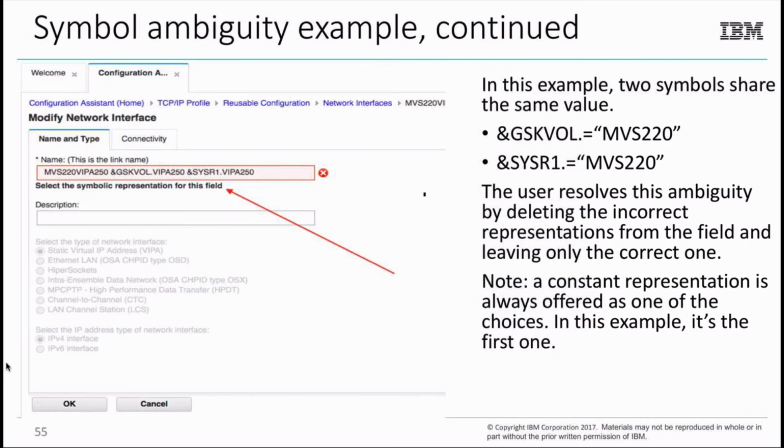When you edit that resource, you get this screen that shows you select the right representation for this field. In this example, there are two symbols that have the same value: GSK-vol equals MVS220, and sysr1 is also equal to MVS220. And we're asking you, which one did you mean? Did you want this interface name to be a constant? Did you want it to use the symbol GSK-vol, or the symbol sysr1? All you have to do is delete the incorrect ones and leave the correct one, and that resolves the symbol ambiguity for this field. And we always offer you a constant as a possibility.